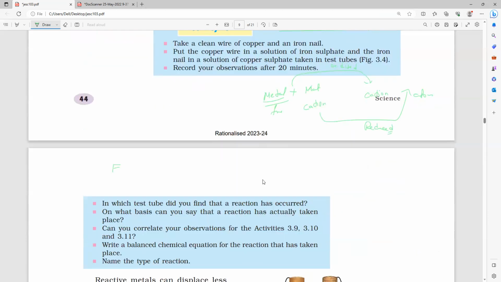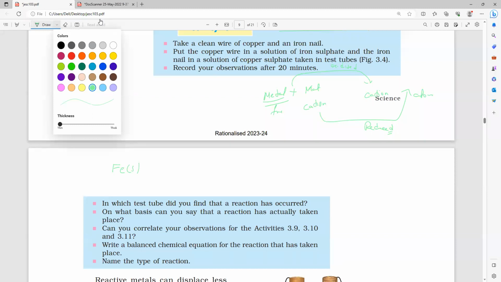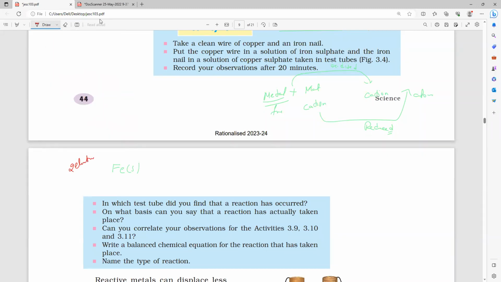Everybody, Fe: what is the valency of Fe? Anybody can tell? It has 2 electrons in excess. Am I right or wrong? Now, it will react with copper sulfate. Copper sulfate ionic formula, can you tell me? Cu2+ and SO4 2-. Am I right or wrong? Yes. SO4 2- gives you FeSO4, meaning what?